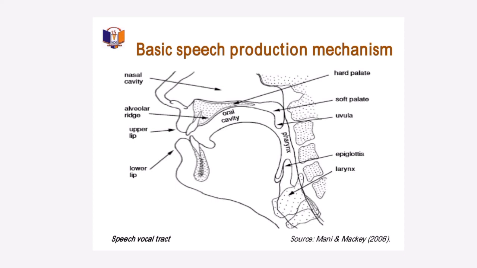If it is sounds that pass through the nose, it goes through the oral nasal cavity. If it is through the mouth, it comes through the oral cavity. At the oral cavity, we also have the soft palate and the hard palate. Then we have the tongue, the alveolar ridge, the upper lip, the lower lip, and the teeth equally. They also form part of the speech organs.